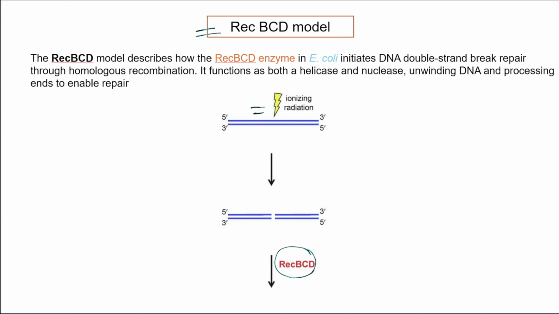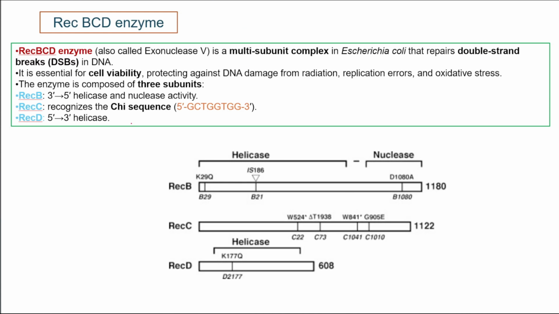So what is RecBCD? RecBCD is a multifunctional enzyme complex in E. coli, also called exonuclease V, and it repairs the double-stranded break in DNA by unwinding and degrading DNA and then preparing it for homologous recombination. The RecBCD enzyme consists of three subunits: one is RecB, another is RecC and the third is RecD.